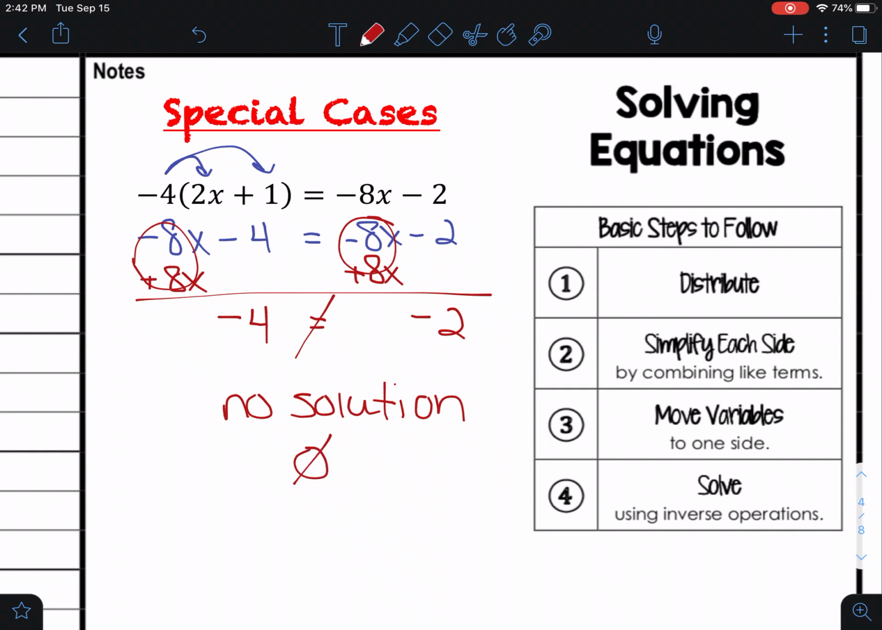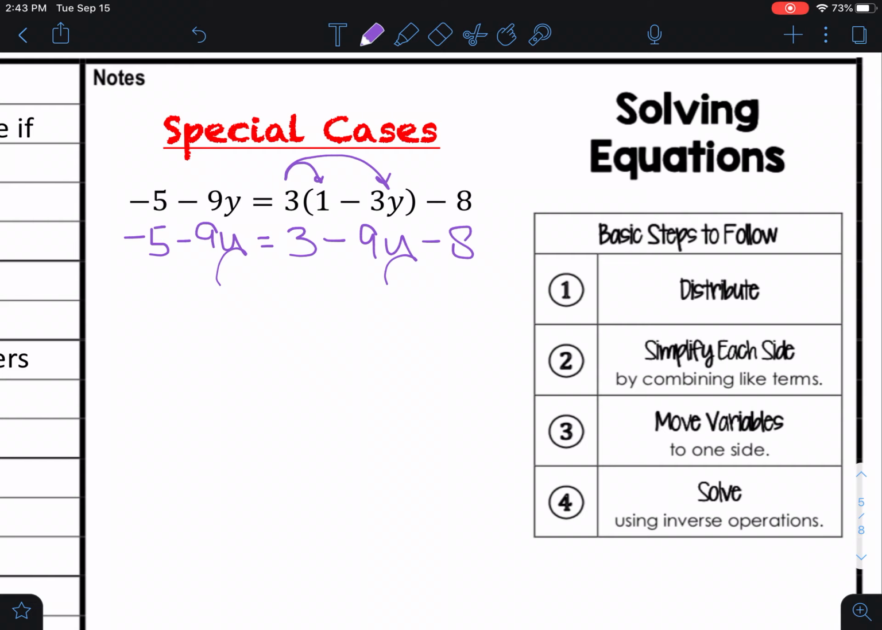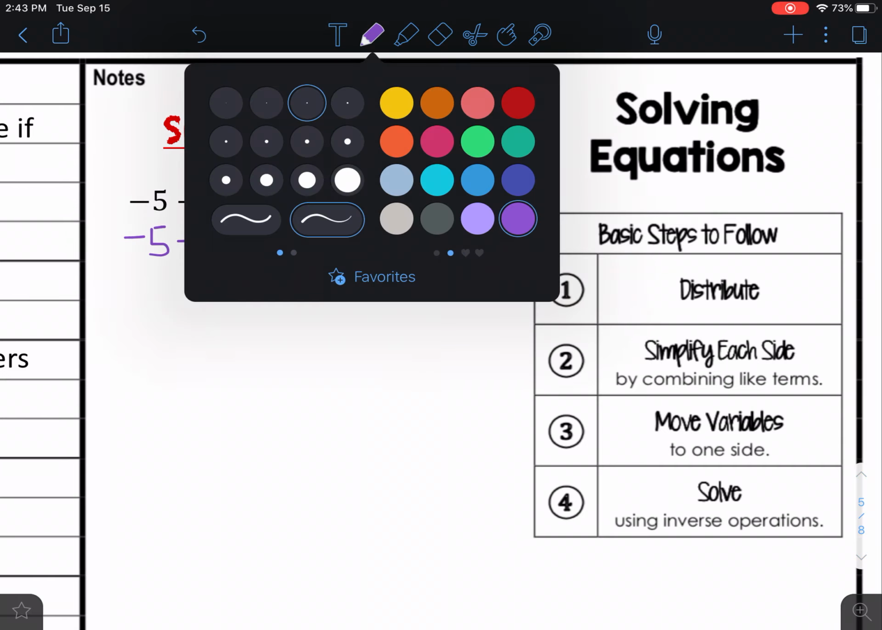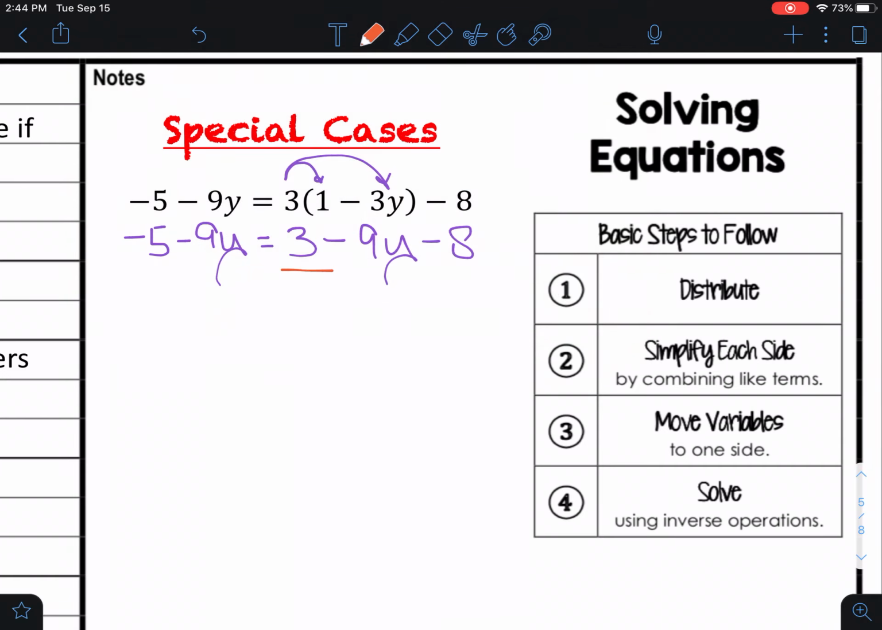Okay. All right, now I want to simplify each side. So the left side is good, but the right side here, I have some combining I can do. I can combine this and that. So watch your signs. If you're not sure what sign it is, if it's positive, negative, always just look in front of the number. So I have positive 3 and negative 8.